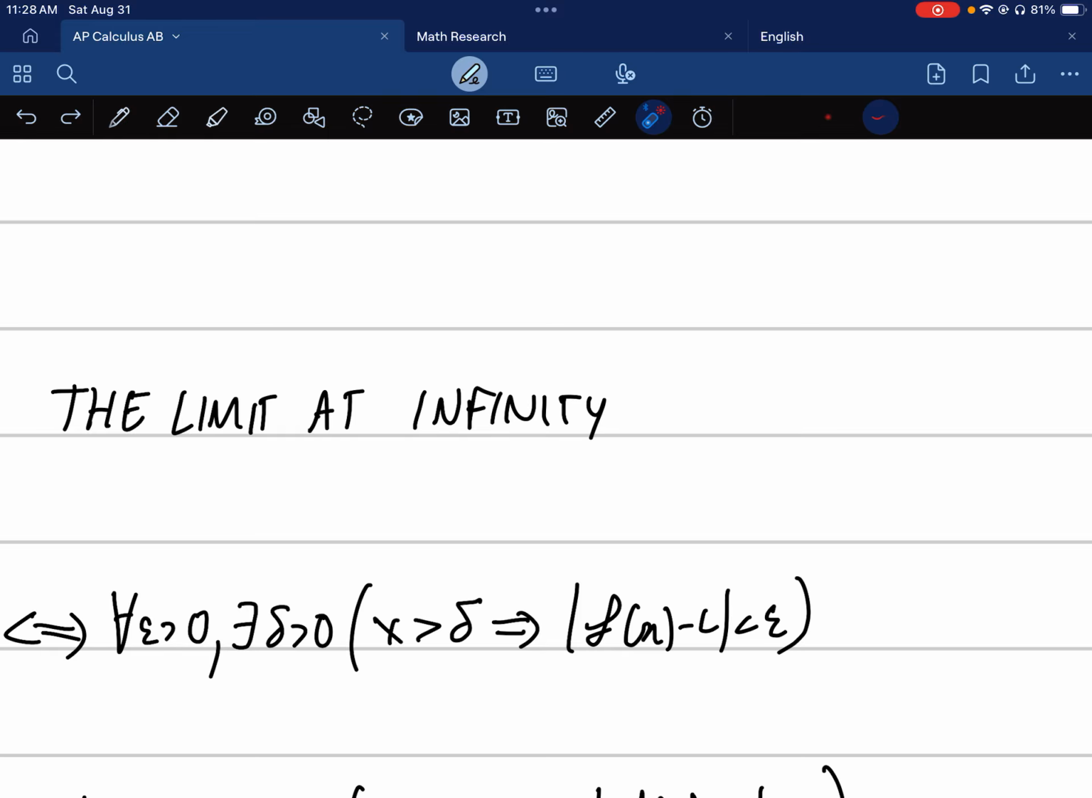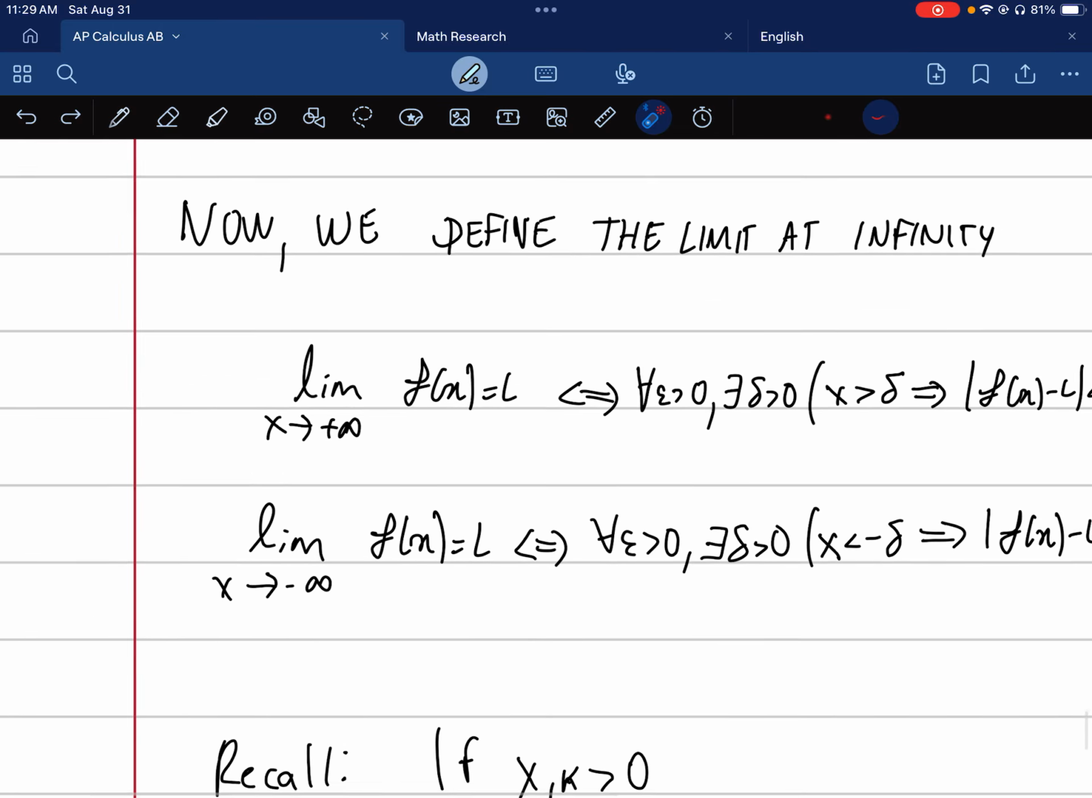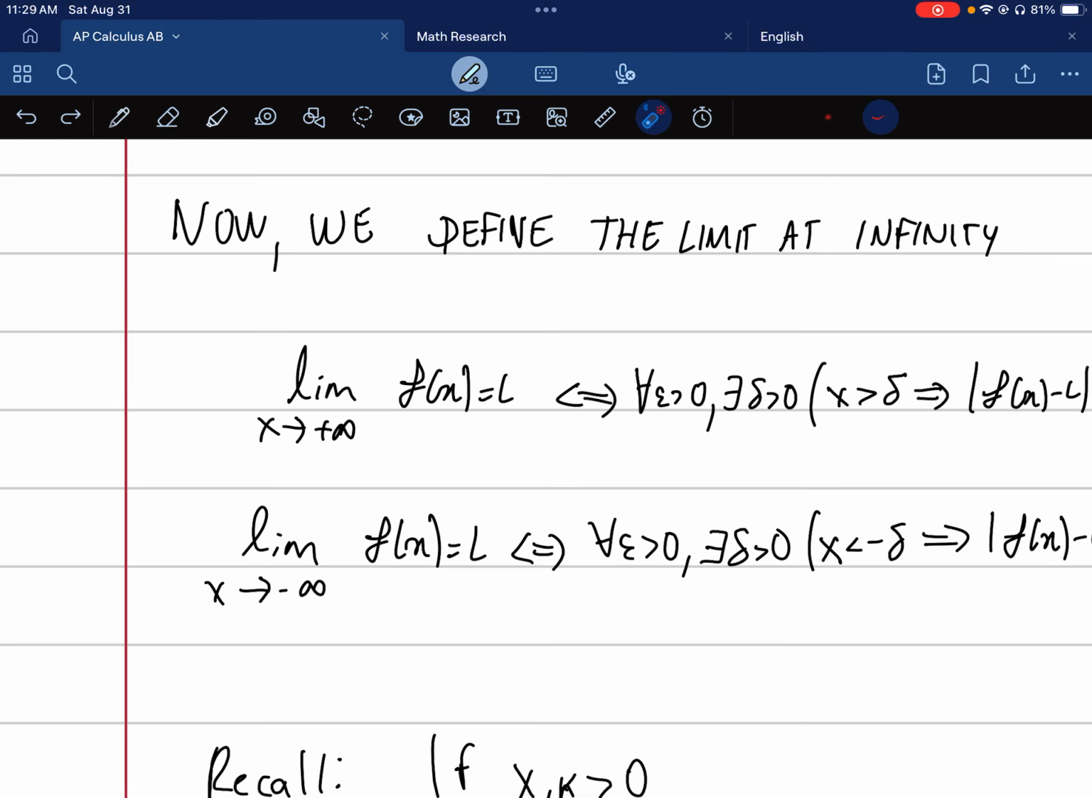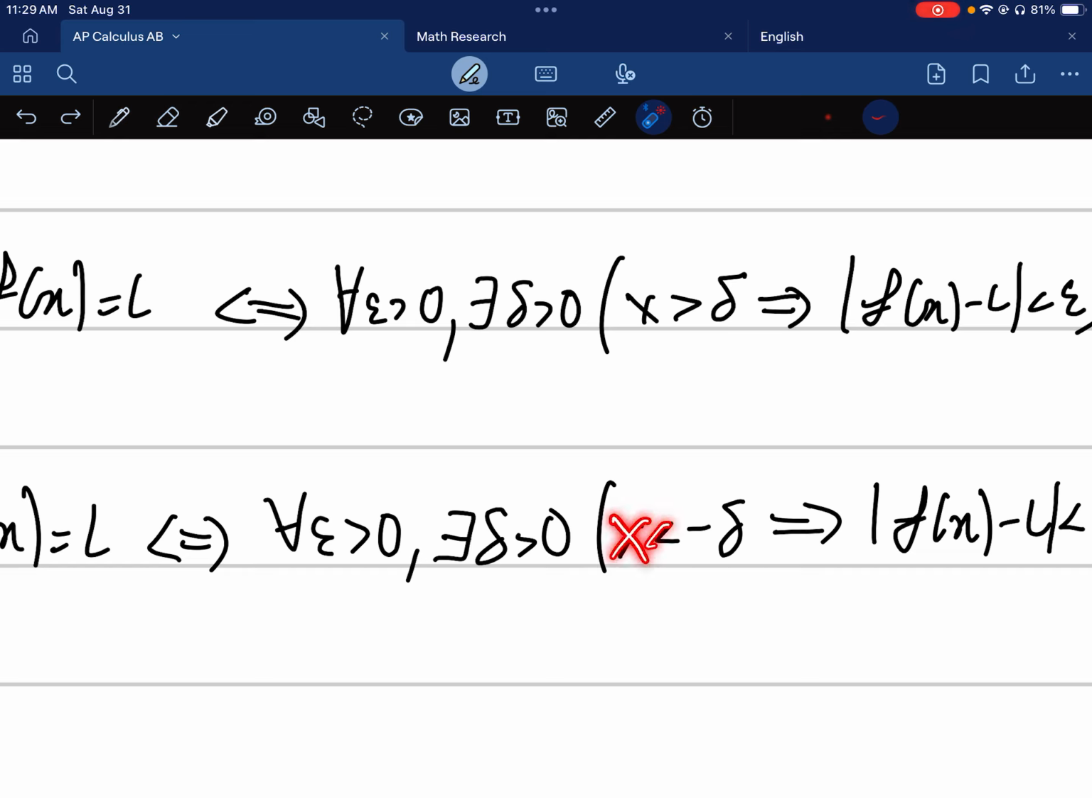Remember, at a finite accumulation point. And here's the version for minus infinity. Same thing, except here we write x is less than negative delta. We don't write x is less than delta because remember, delta is a positive number and negative delta is a negative number. So we have to say x is less than that negative number.